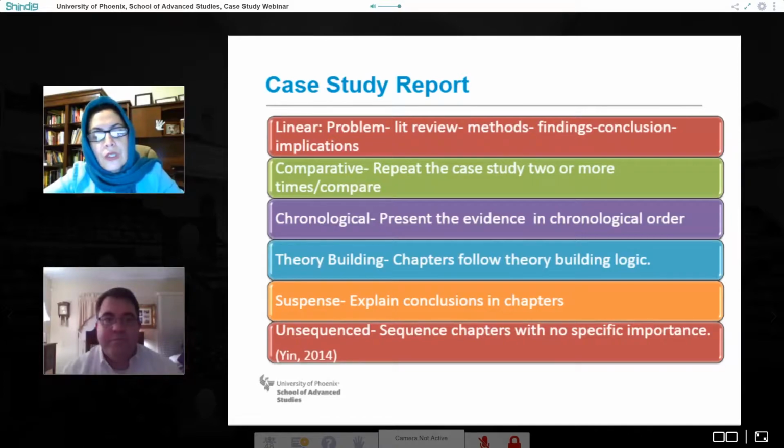So the first one is maybe the most common one, which makes sense. You just start your report with the problem, your literature review, method, findings, conclusion, implications. That just makes a lot of sense.